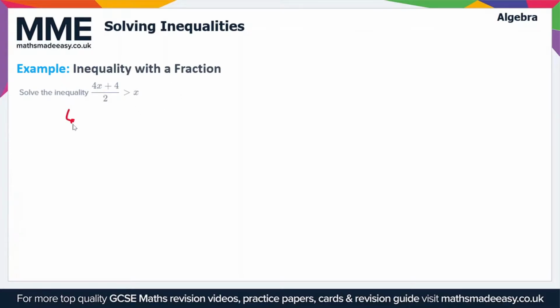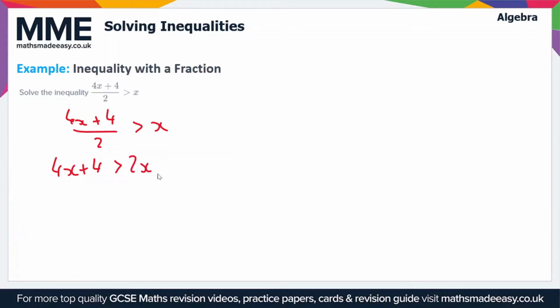So we've got the inequality (4x + 4)/2 is greater than x. We want to make x the subject of this inequality. So we're going to multiply both sides by 2 first of all to remove this fraction. So we're going to get 4x + 4 is greater than 2x.